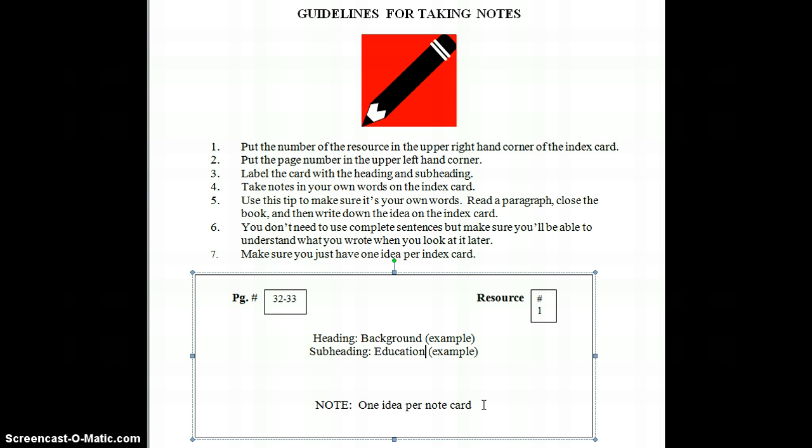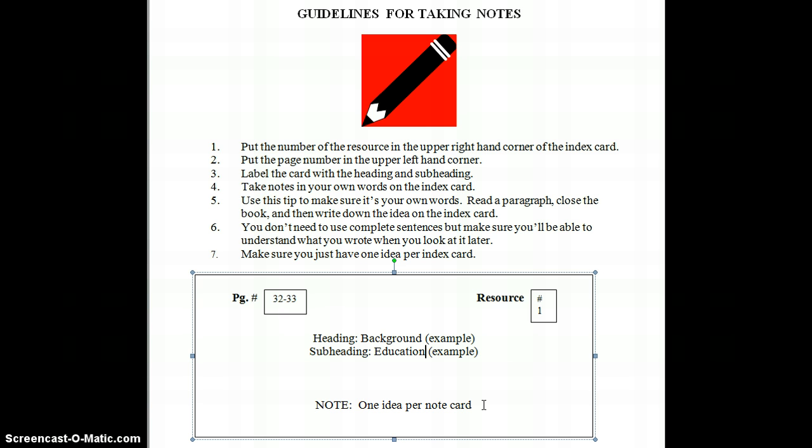The note does not need to be in a complete sentence. You do not want to fill up a note card of information. You will be less likely to go back and read that information if you have 4 or 5 paragraphs filled up on a 3x5 note card. You want to make sure you have one idea per index card.